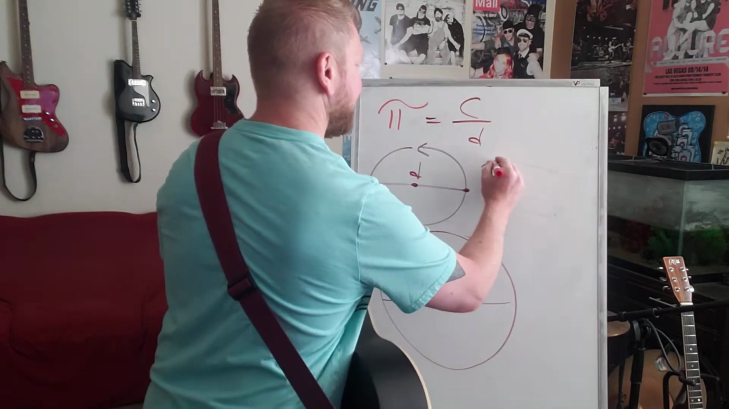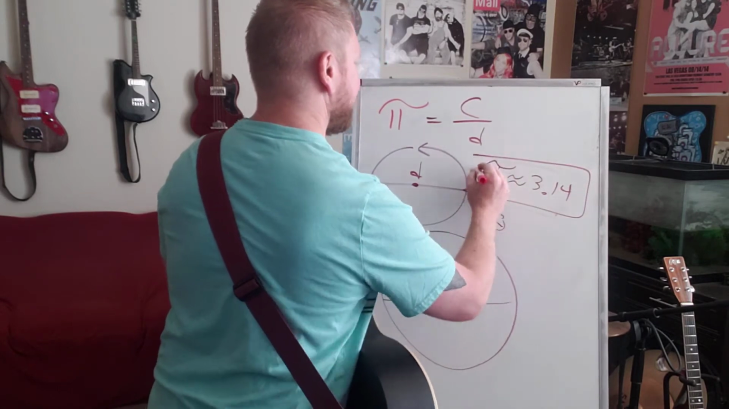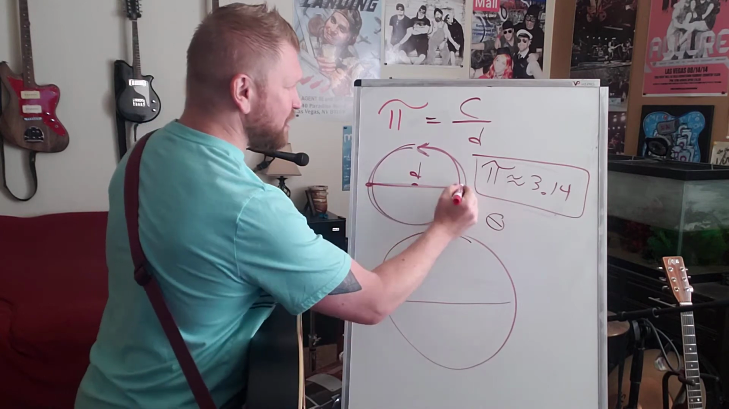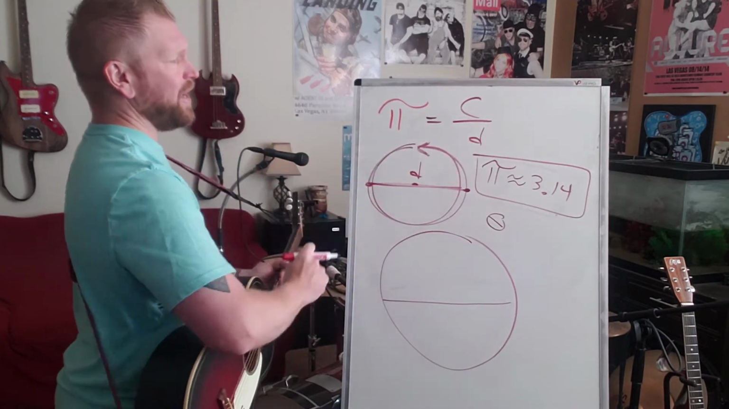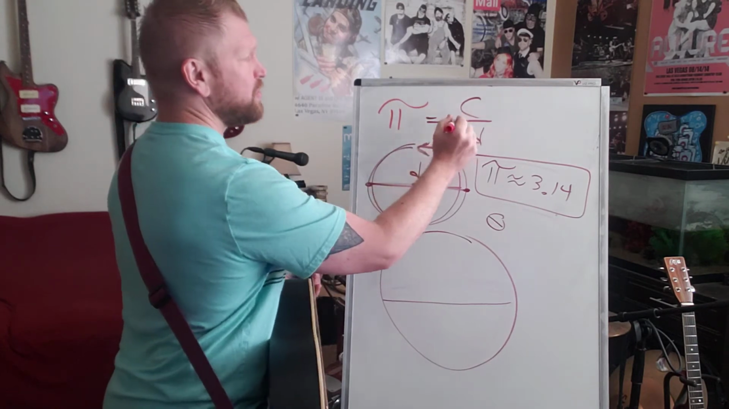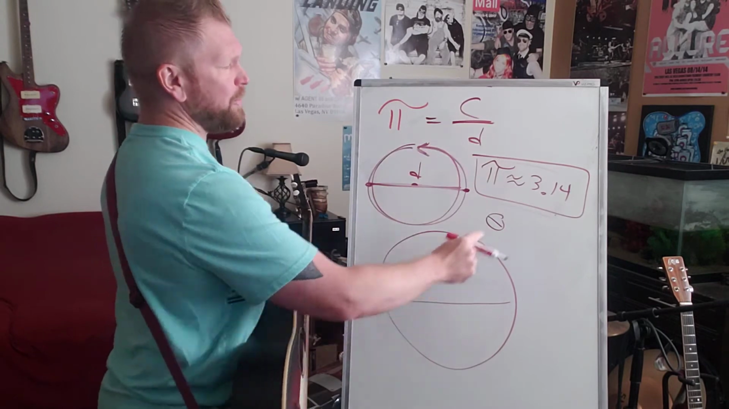So pi is about equal to 3.14. Now, if you took the circumference, which is the longer distance, and divided it by the diameter, that would give you pi. So again, a ratio is a comparison of two quantities through division. So circumference divided by diameter will always equal about 3.14.